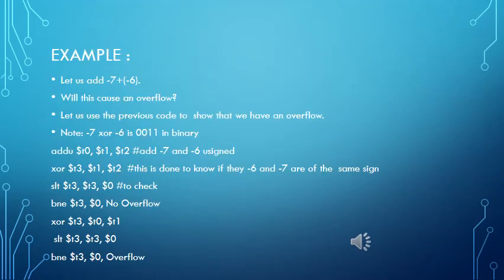Let us just take a simple example in order to demonstrate this. First, we will try to add -7 with -6. This usually will cause an overflow if you are using just 4 bits or even more. Let us start. If we add them unsigned, we will get a result of 0, 0, 1, 1 with a carry of 1, which is the overflow.